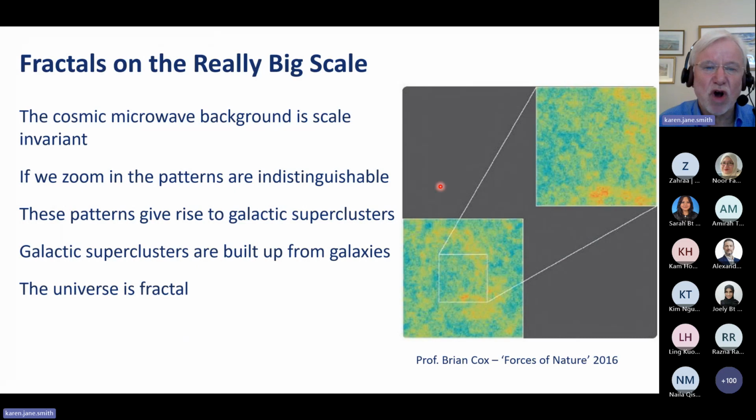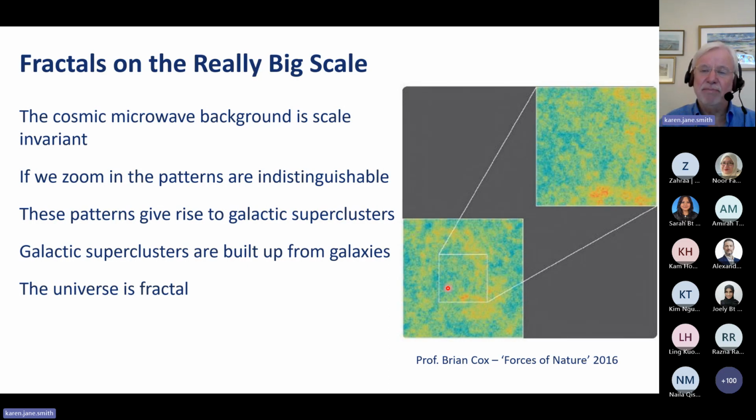Now we even see fractals on the really big scale. This is a picture of the cosmic microwave background from this book here. Now, if we zoom in on the cosmic microwave background, which was the leftover from the Big Bang, we see certain patterns. Now, these patterns actually became galactic superclusters. And as we zoom into those galactic superclusters, we see galaxies. And all these galaxies, all the way up, are the same shape.